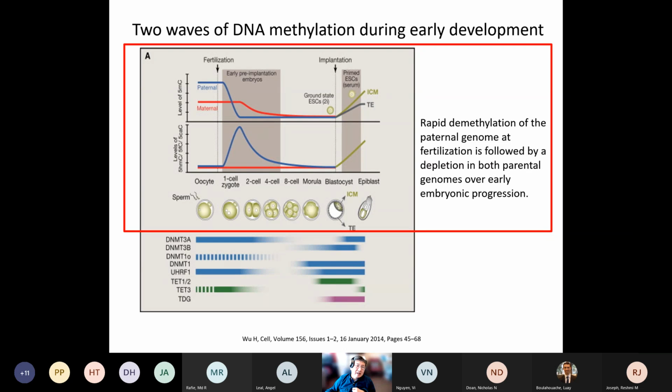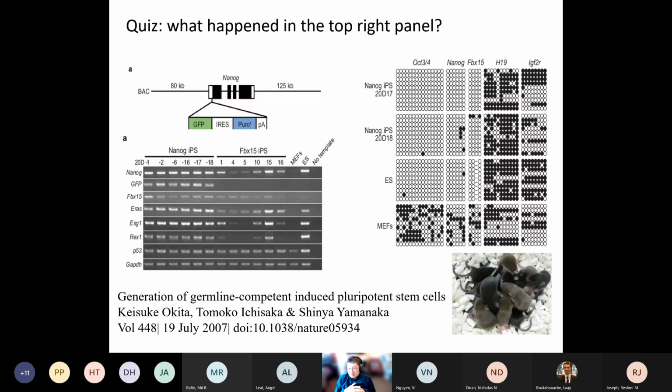That's indicated by the level of 5-mC, while the bottom here shows the DNA demethylation. That's indicated by the level of 5-hmC, 5-fC, and 5-caC. Those are the intermediates during the demethylation process. Okay, so finally, I just want to tell you.